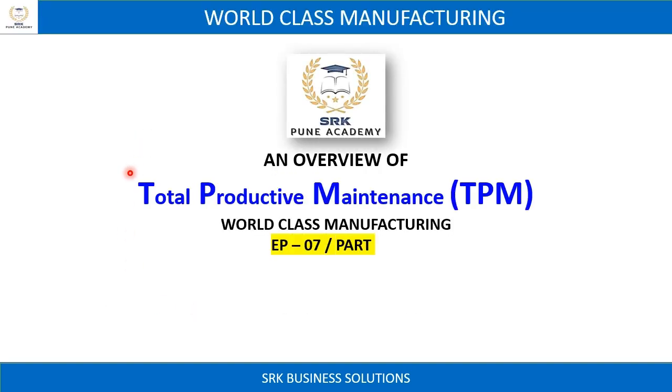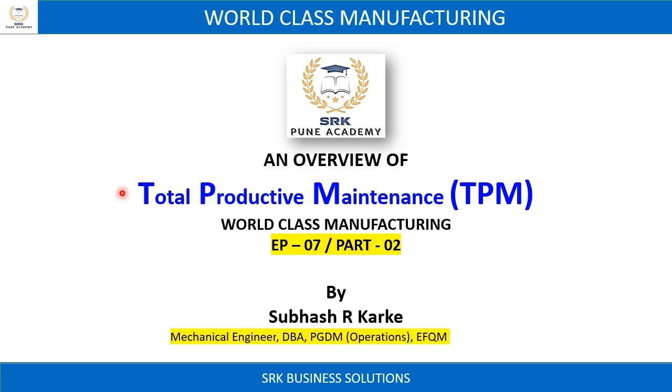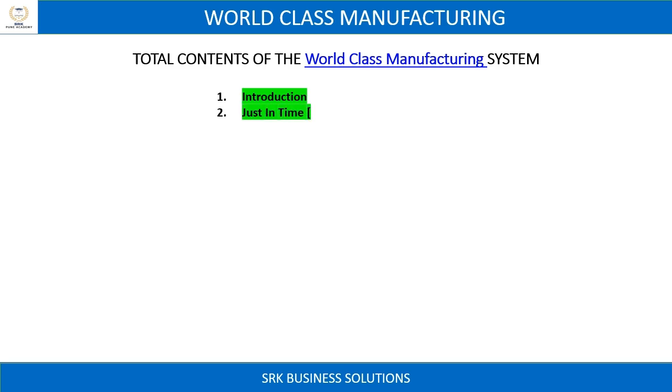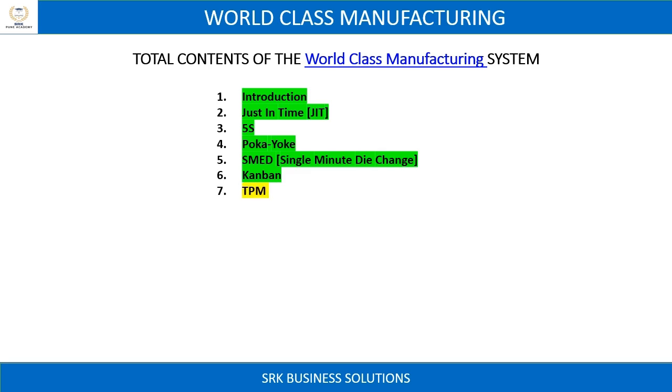In our world-class manufacturing system, today we will study topic number 7, that is Total Productive Maintenance, Part 2. In world-class manufacturing system, till now we have completed 6 topics, whose video links are given in the description below. In the upcoming videos, we will complete all the remaining topics.